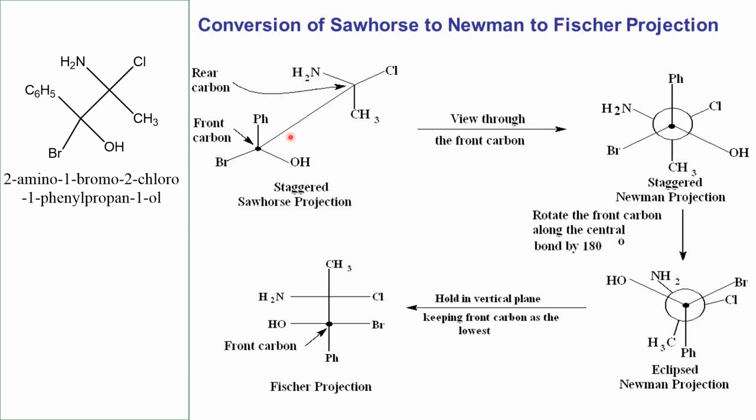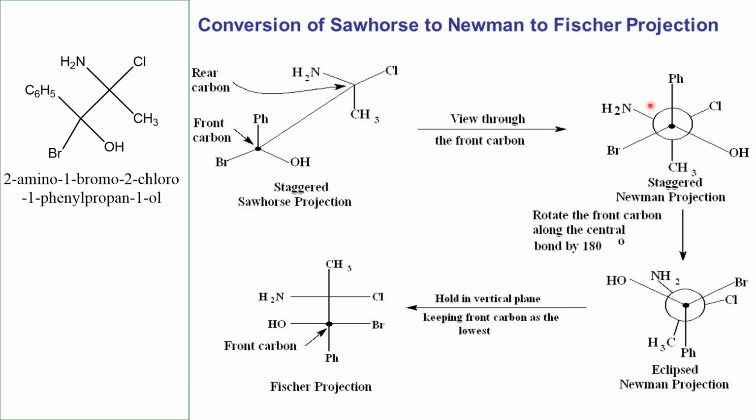Converting the Sawhorse projection to Newman is very simple. The front carbon you can show as it is in the Sawhorse without doing any changes. And the backside carbon is now connected with a slanting line. That slanting line we are not putting here; instead we are putting a circle to show the backside carbon, the rear carbon. And the three groups present in the rear carbon are taken as they are in the Sawhorse without changing their orientations. This is how the staggered Sawhorse projection can be converted to the Newman projection.